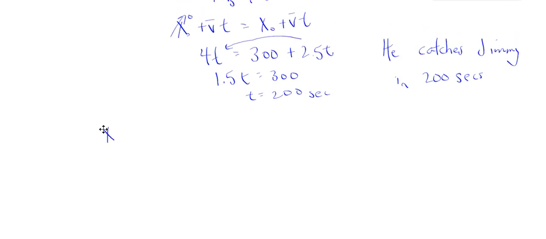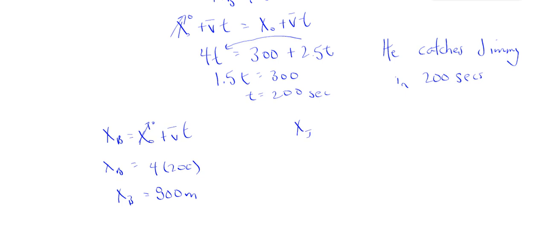So I can go back and find where Billy gets to. I'll write my equation back down. And I only need to do it once, but I'm going to do it twice. That's 0. This is 4 times 200. So Billy would have to run 800 meters. If I did this right, and I check Jimmy's distance, they should end up at the same spot.